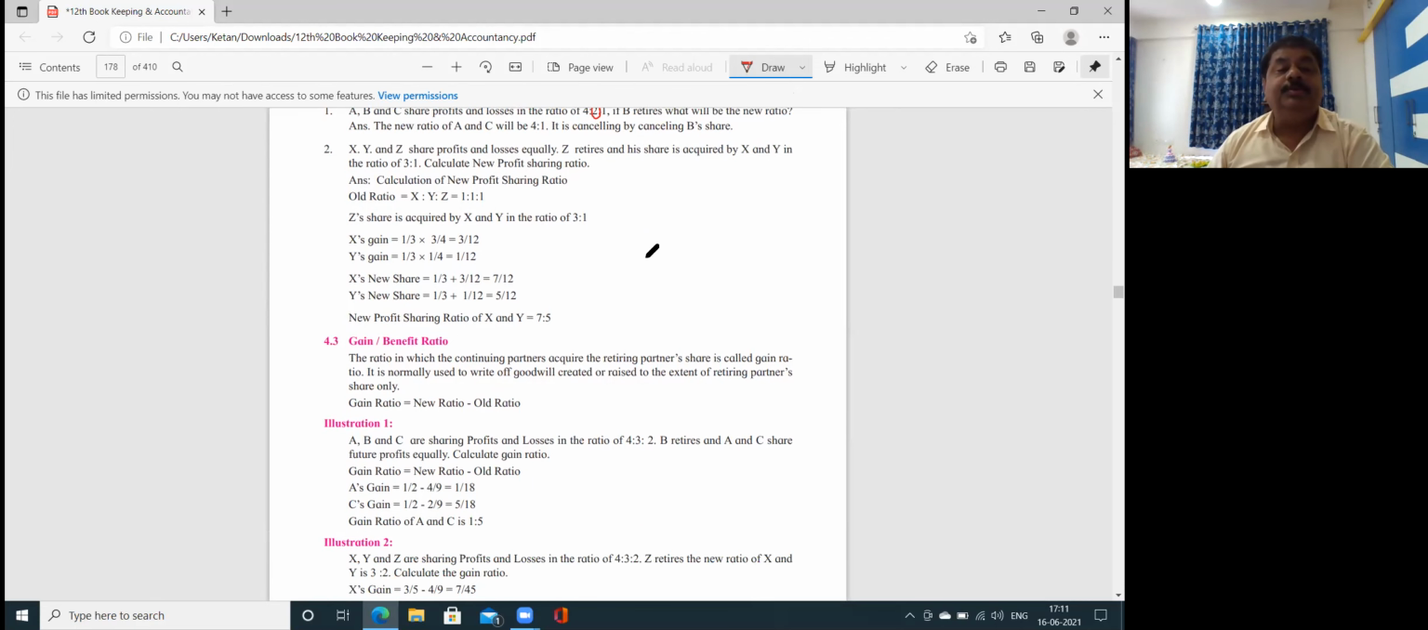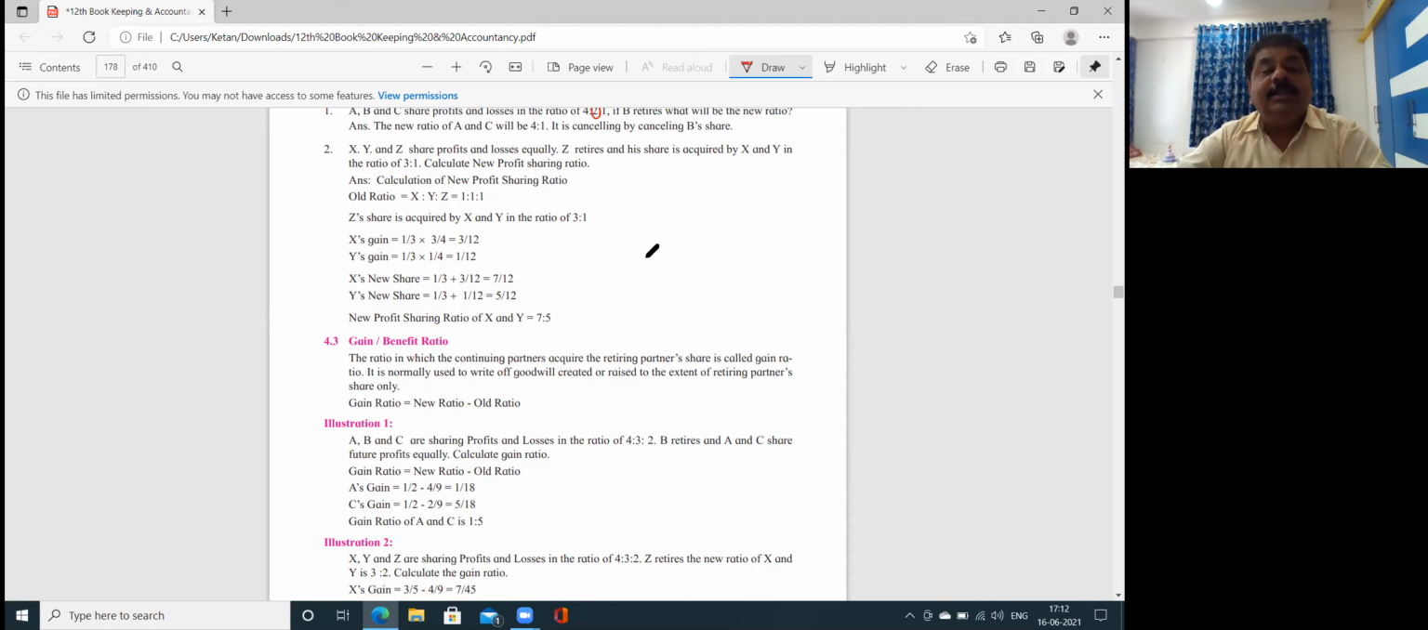Now let us see case number 2. X, Y, Z share profits and losses equally. Z retires and his share is acquired by X and Y in the ratio 3:1. Now this is something different. Now calculate the new profit sharing ratio. How to do the calculation? The old ratio is 1:1:1. Equal means 1:1:1, one third, one third, one third.